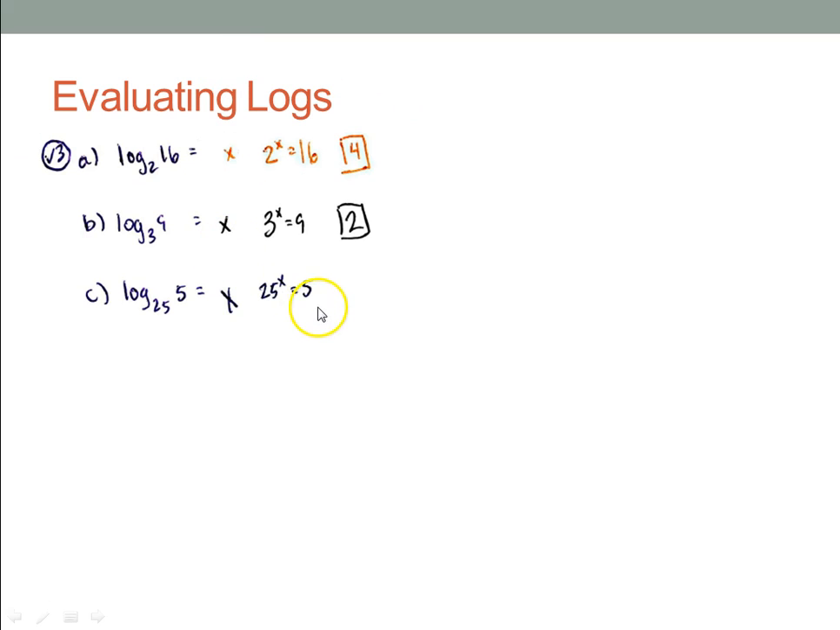Now if this was the other way around, many of you would say 5 squared is 25. So we have to figure out a way to make it the opposite of 5 squared. Of course, the opposite of 5 squared, or undoing 5 squared, would be the square root, which is a fractional exponent, which is, yes, the log base 25 of 5 is equal to 1/2.